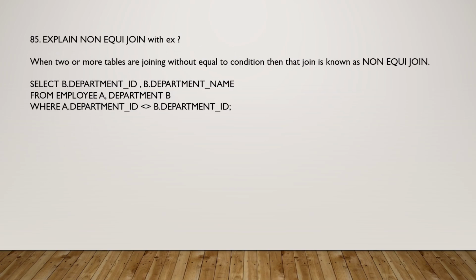Explain non-equi-join with example. When two or more tables are joined without an equal to condition, then that join is known as non-equi-join. So here we are joining two tables by the non-equal to symbol. You can see the WHERE condition: a.department_id is not equal to b.department_id. So these two tables are joined by the non-equal to symbol. This type of join is called non-equi-join.